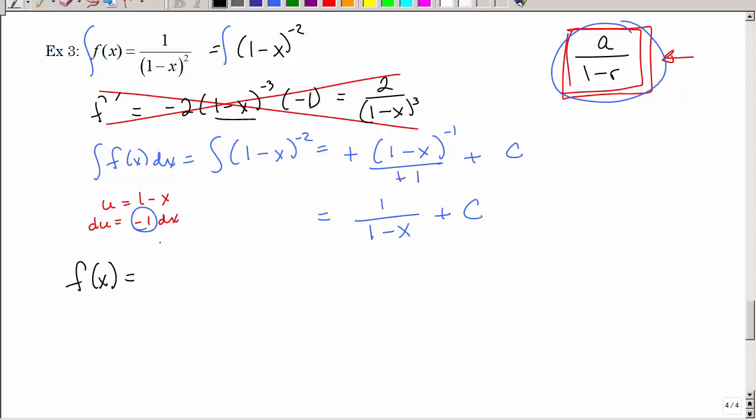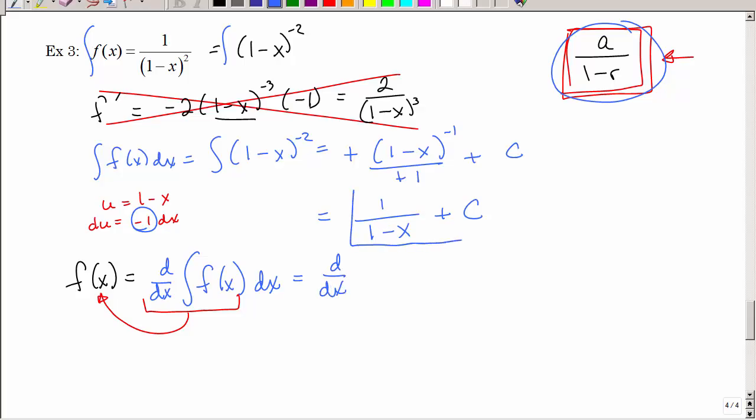So our function is going to be the derivative of the integral. Remember, those are going to undo one of each other and comes back to the function. And I need to somehow end up in a power series. So this is going to be the derivative of my integral. Well, what was my integral? It was that. So the derivative of 1 over 1 minus x, and then the derivative of c is 0.